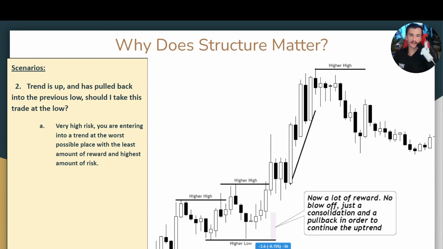And continuing that discussion, here's another scenario. If the trend is up and has pulled back into the previous low, should I take the trade at the low? It's very high risk. You are entering into a trend at the worst possible place with the least amount of reward and the highest amount of risk. So in that other example that we just saw on the previous slide, notice how the market had blown off and was up 70 pips up here, but this has just broken the high.